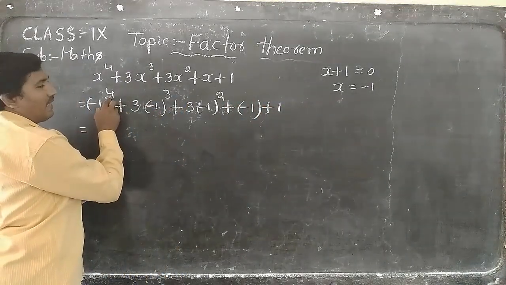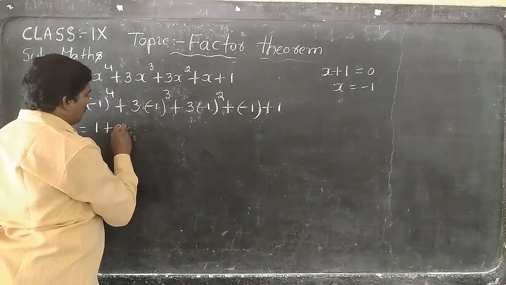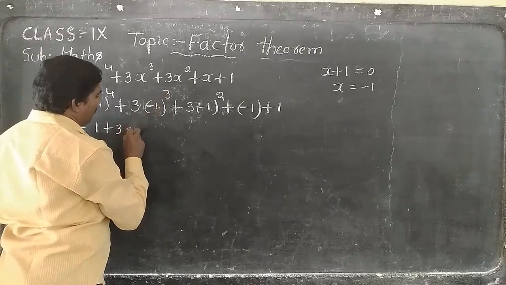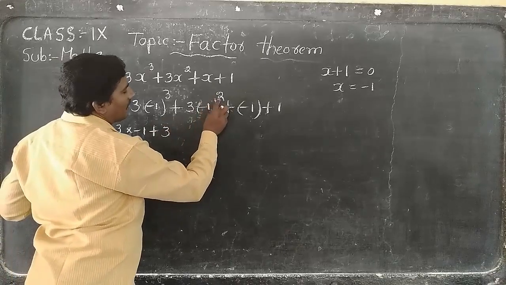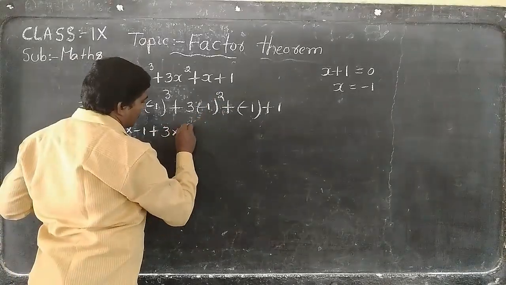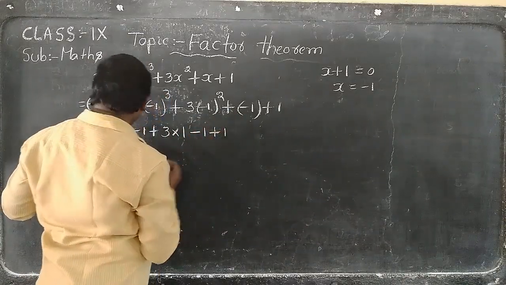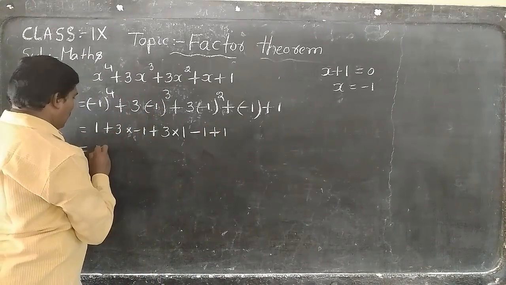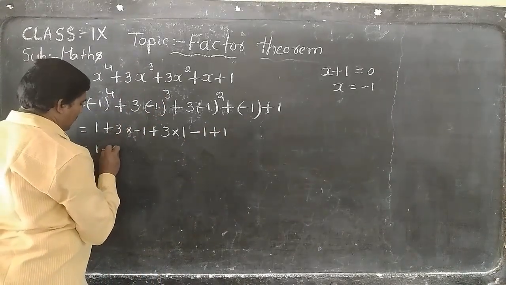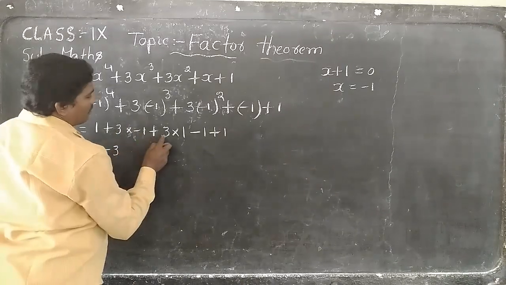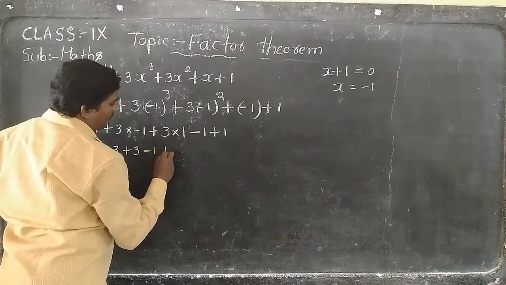The power is an even number, so plus 1. Plus 3 into, the power is an odd number, means minus 1. Plus 3 into, the power is an even number, so 3 into plus 1, plus minus 1 plus 1. So 1 plus 3 plus minus 3, plus 3 minus 1 plus 1.